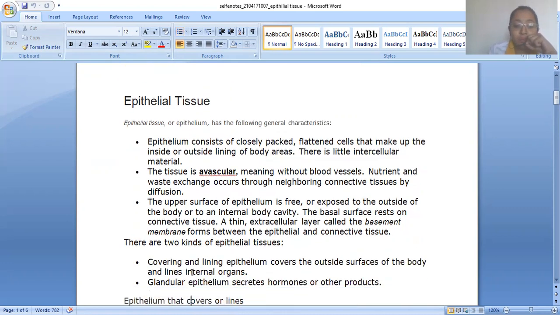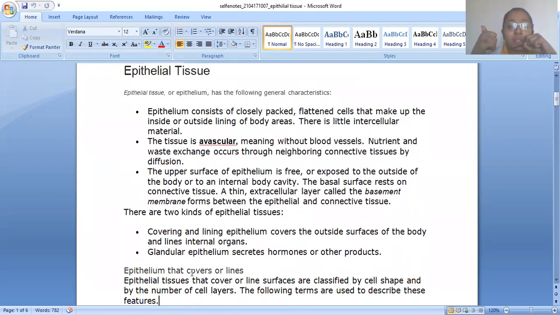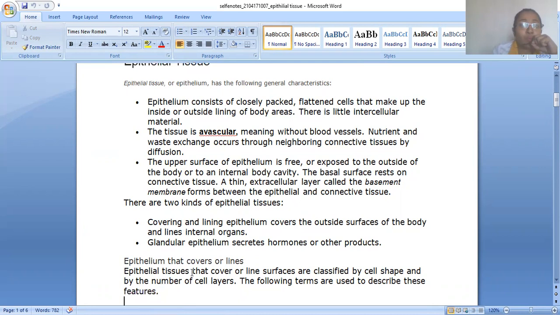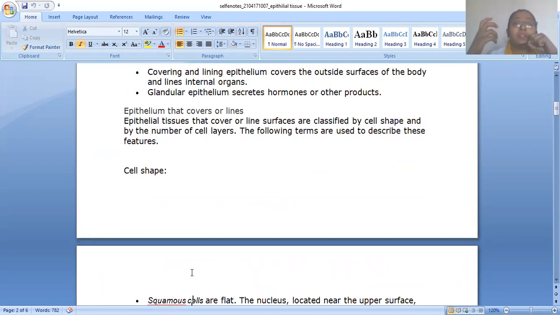So there are two kinds of epithelial tissue. One, the covering and lining epithelium that covers the outside surface of the body and lines the internal organs, and the glandular epithelium that secretes hormones and other products. So first one, epithelium that covers or lines. Epithelial tissue that covers or lines surfaces is classified by the cell shape and by the number of cell layers. The following terms are used to describe these features.